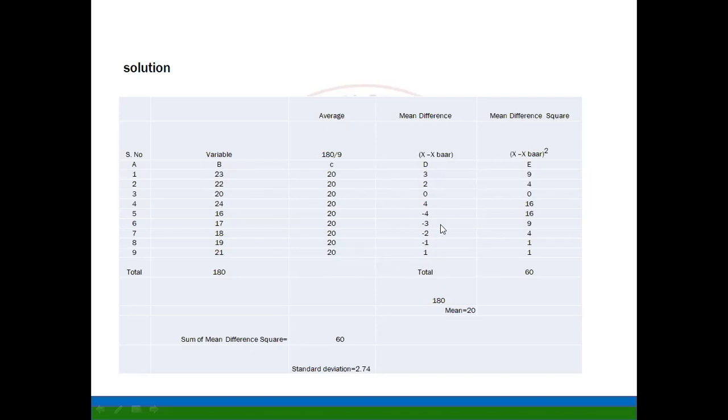When we do total, irrespective of plus and minus, it comes to 20. So the mean is 20. And in the last column, we are doing x minus x bar square. We need this to calculate the standard deviation. So for each value, 3 into 3 is 9, 2 into 2 is 4. So like that, the values are here. And the sum of x minus x bar square is 60.